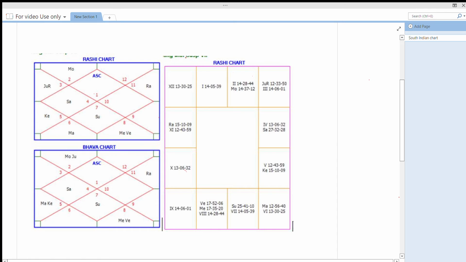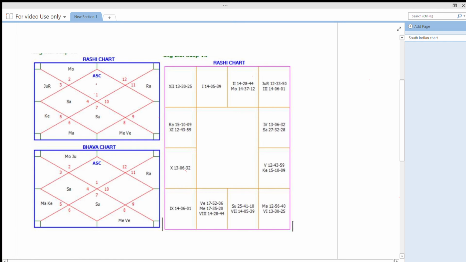You will see why it is easy to look at the South style chart versus the North style chart, because you can make a mistake very easily when you are looking at the North Indian style chart. I am not supposed to say that you will make a mistake. Yes, you can make a mistake if you don't pay attention to the detail. Okay, so without wasting time, let's start.